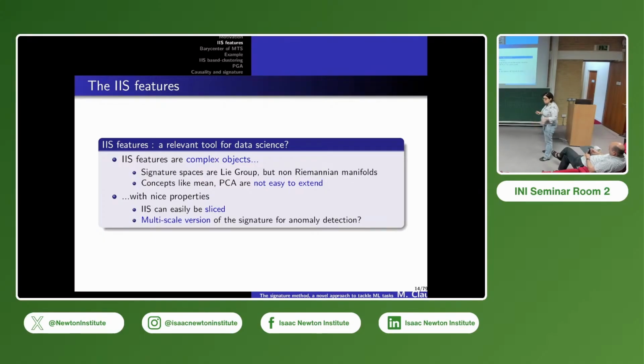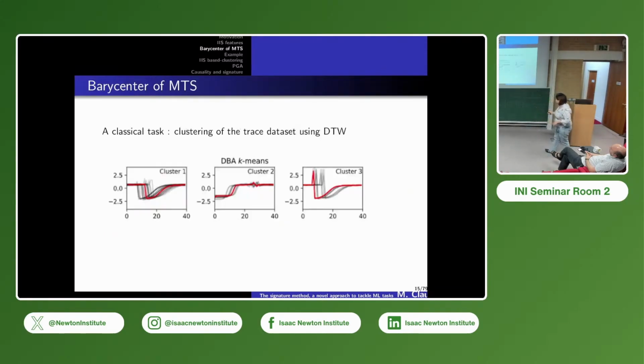So we also worked on anomaly detection. We'll skip this part. We provided a multi-scale version also. It could be, I think, related to the isolation forest. And we can do really nice things.